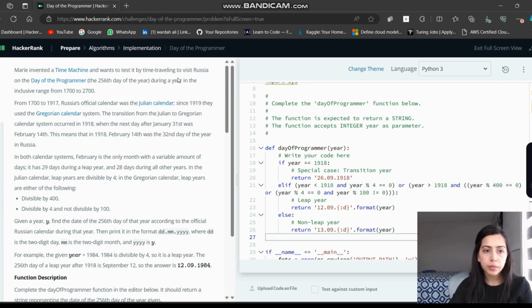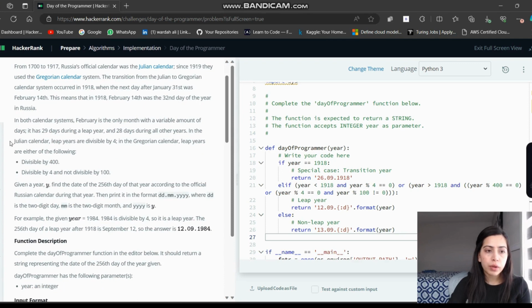In this challenge, we have been given two calendars: the Julian calendar, which Russia used to use before 1919, and they shifted in 1919 to the Gregorian calendar system. They have given further explanation over here that the transition year was 1918, and after January 31st they had February 14th directly. So it was a 14-day gap between the two calendar systems, right?